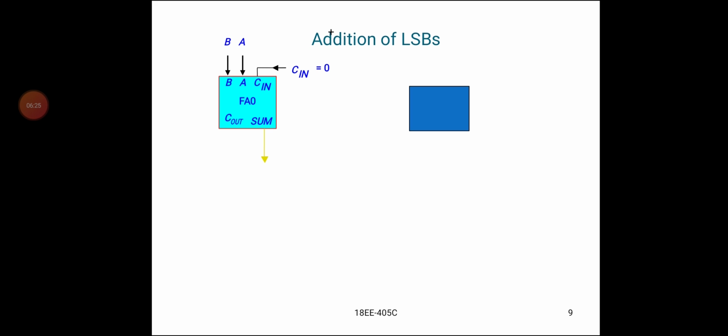Addition of LSBs. For addition of the LSB, a half adder is sufficient. It has 2 inputs only, since initially there is no carry input. It will generate a sum and carry.